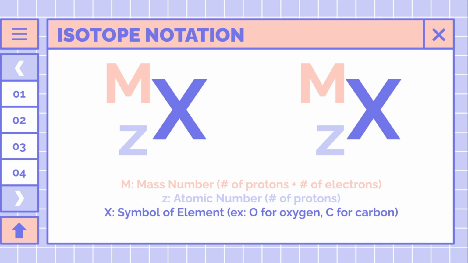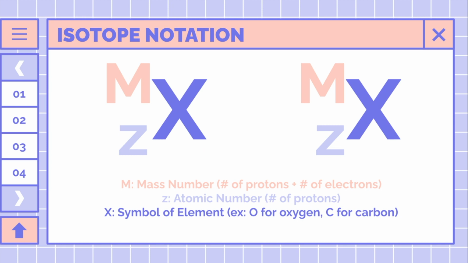Z is the number of protons. In isotopes, the number of protons are the same. As I said earlier, this is what makes the atom individual. For a neutral atom, the number of protons and electrons are equal.